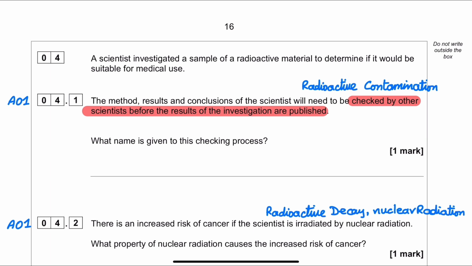Before publishing, the results, conclusions, and method are reviewed by the other scientists. This process is called peer reviewing or peer review. So the correct answer is peer review.